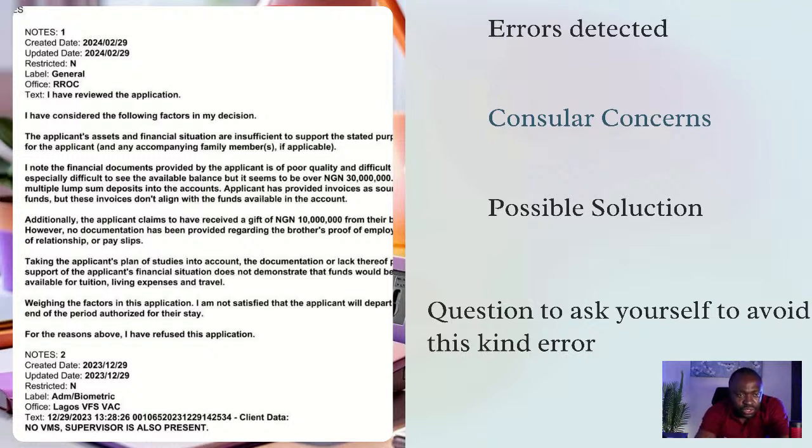Now, you see, the applicant in this particular case, what happened? The applicant provided documents. Now, let me quickly digress a little.